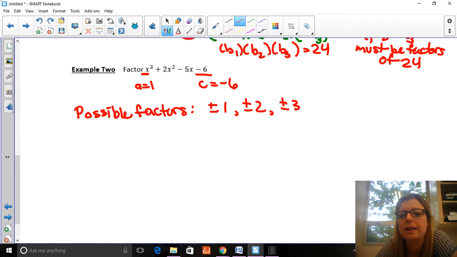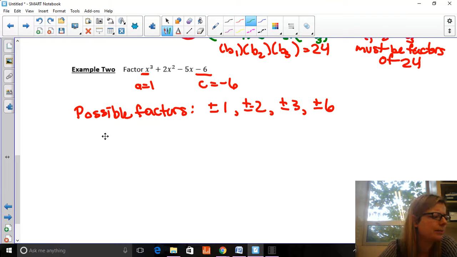Plus or minus 3 goes into 6. Not 4, not 5, but plus or minus 6 also goes into 6. So there are going to be 3 different factors out of the 8 possibilities. We just need to start trying things to see when we get a remainder of 0. That's the sucky part about this: there is trial and error involved.